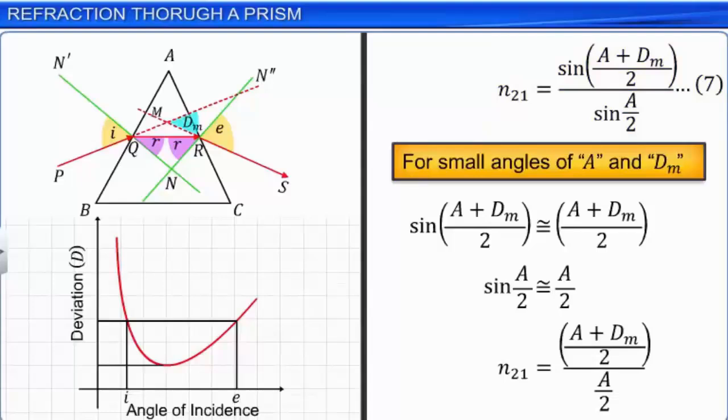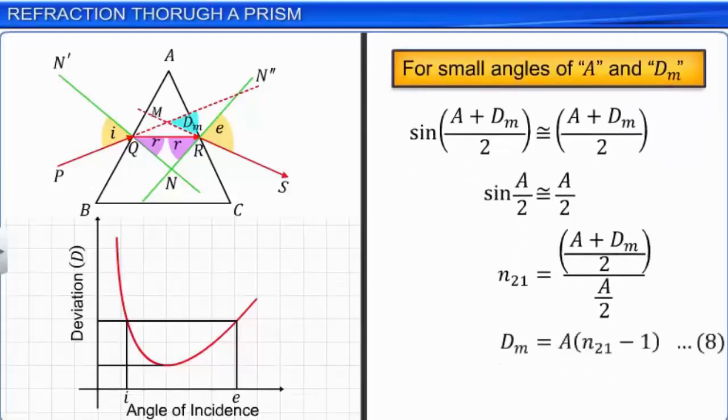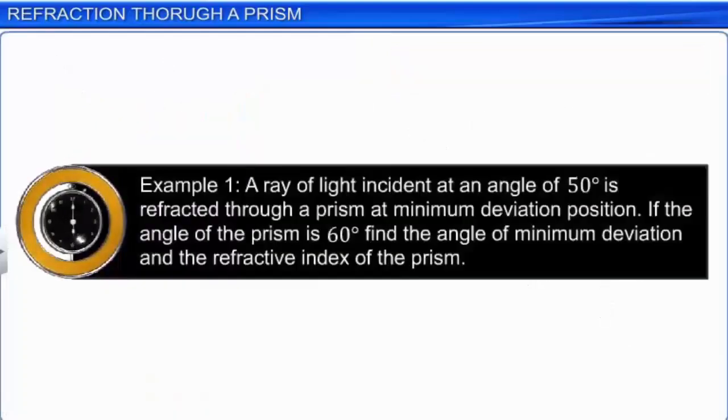Example 1. A ray of light incident at an angle of 50 degrees is refracted through a prism at the minimum deviation position. If the angle of the prism is 60 degrees, find the angle of minimum deviation and the refractive index of the prism. In this problem, it is given that i is equal to 50 degrees, A is equal to 60 degrees. The prism is at its minimum deviation position.